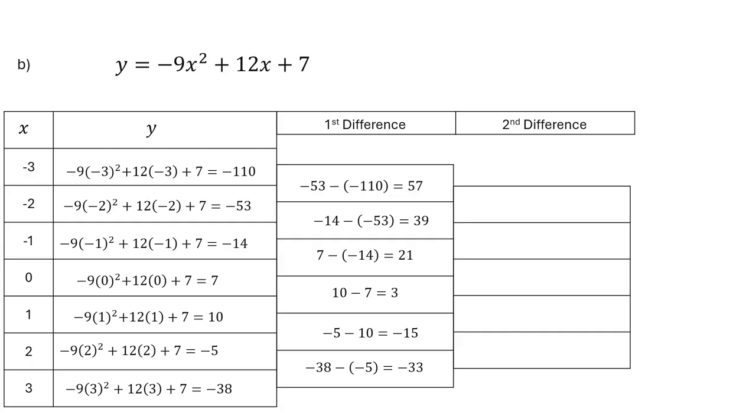Let's check to see if it's quadratic by calculating our second difference. 39 minus 57 gives us a second difference of 18. Do the next one, and in each case, we see that our second difference is 18. So now we know that our relation is a quadratic.